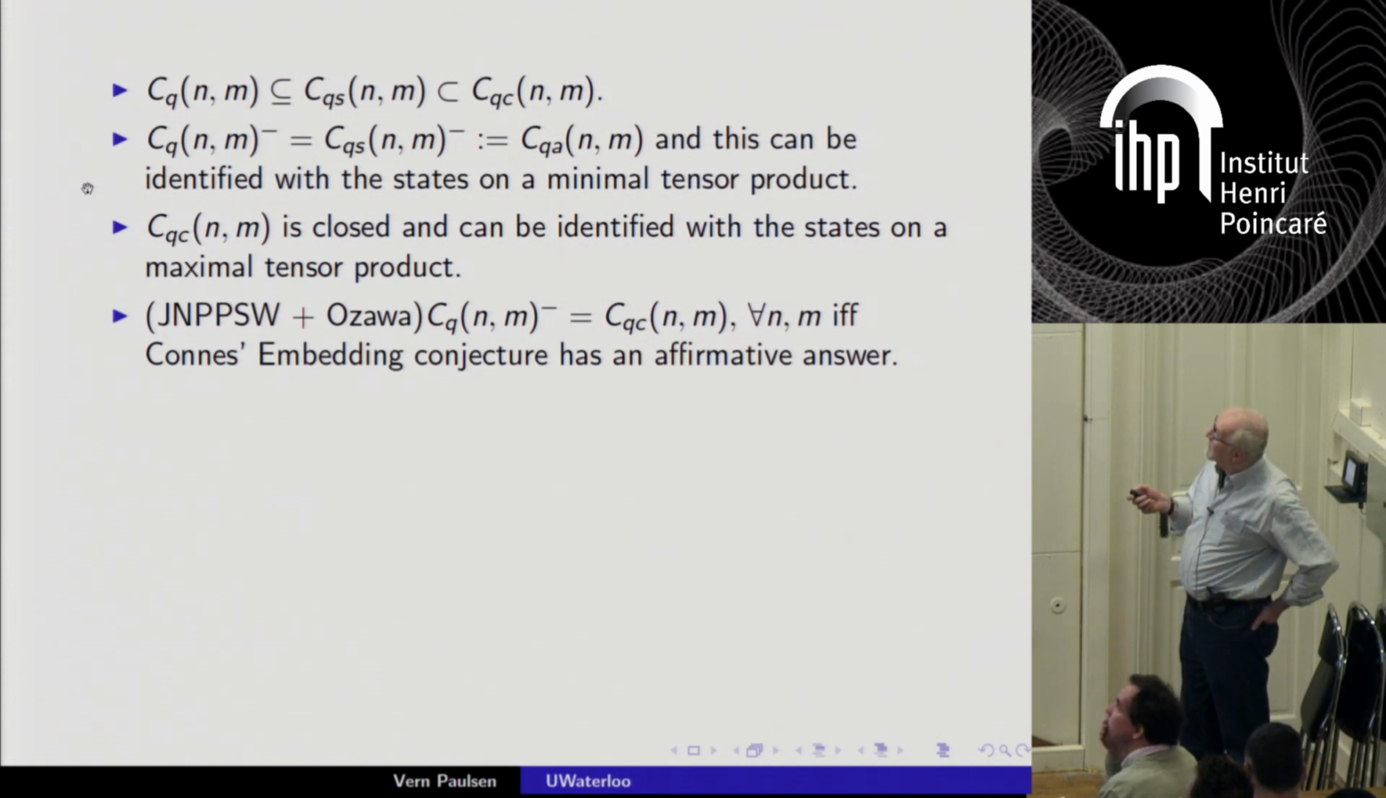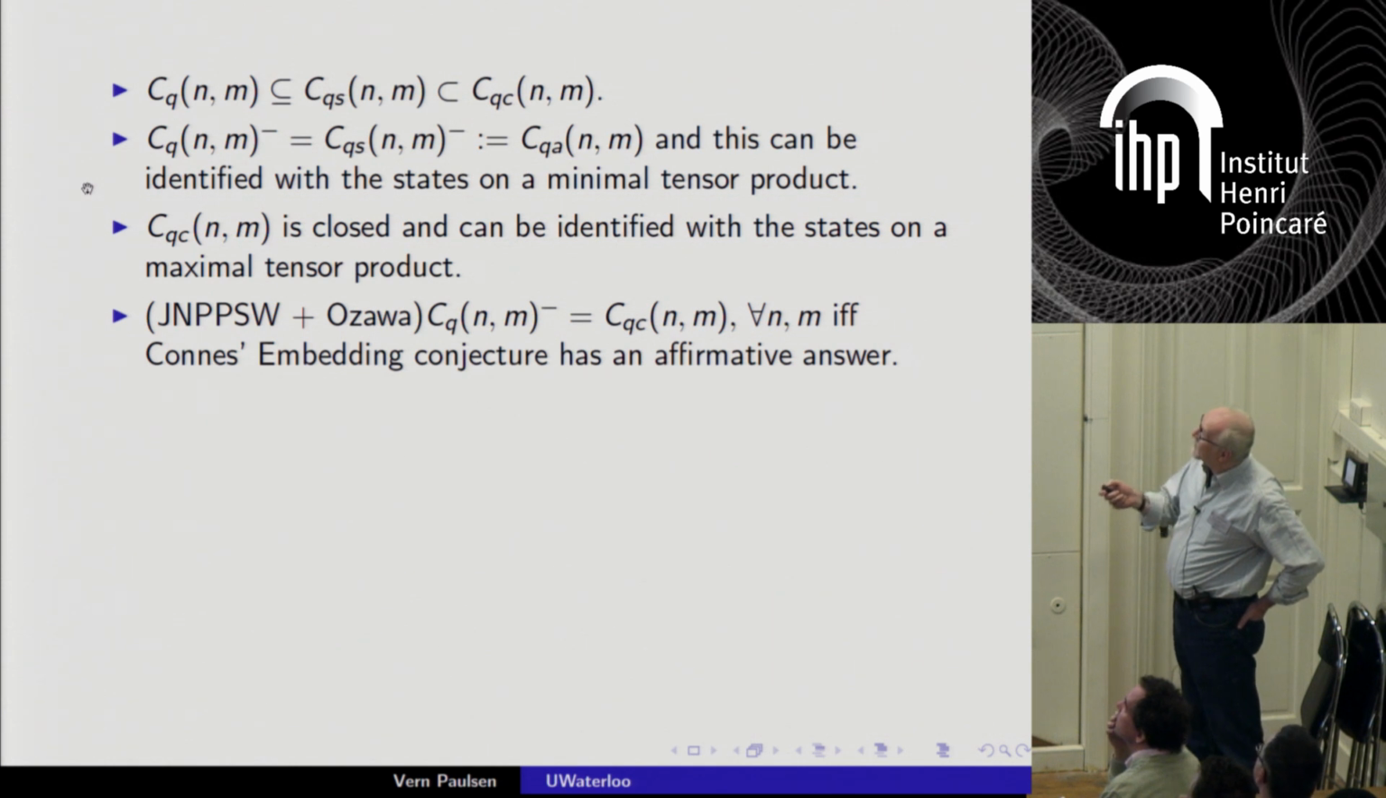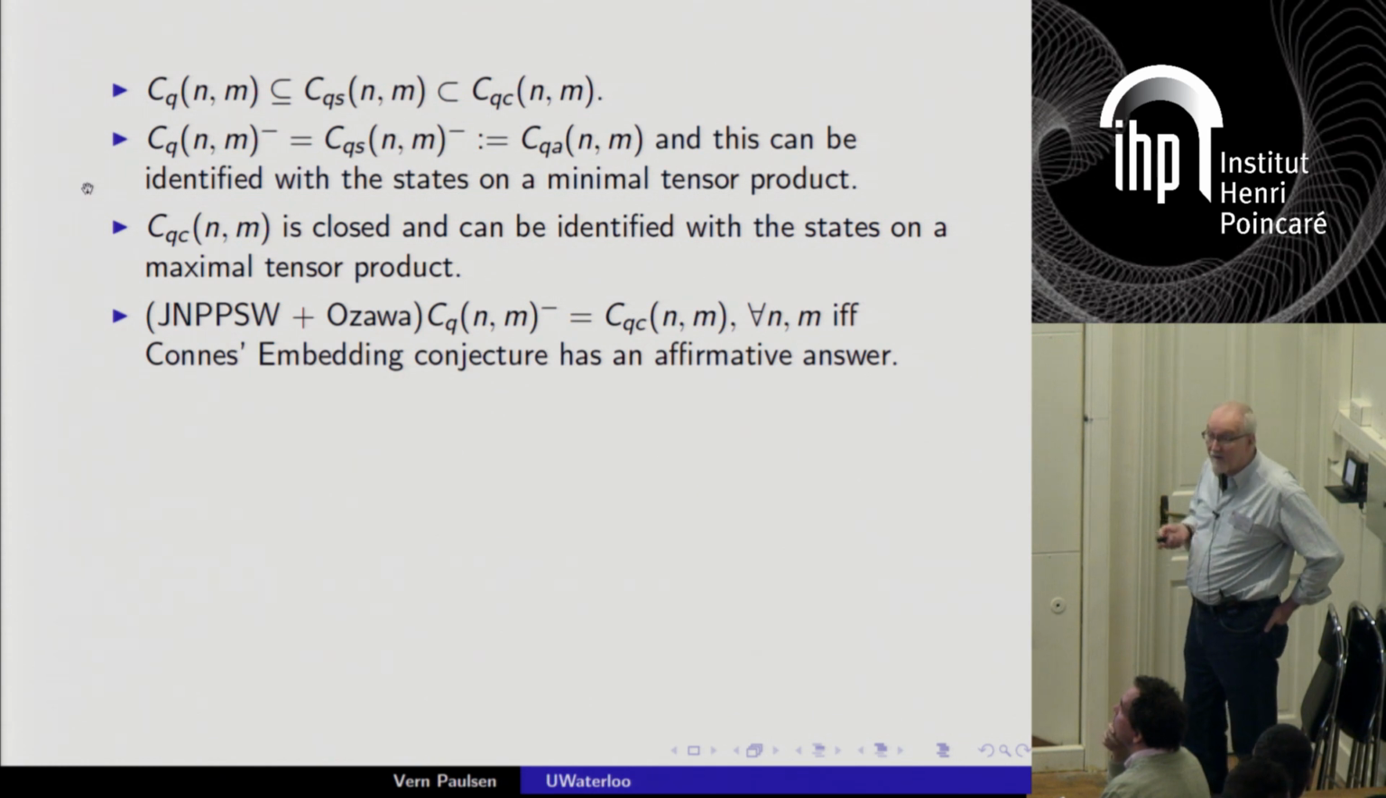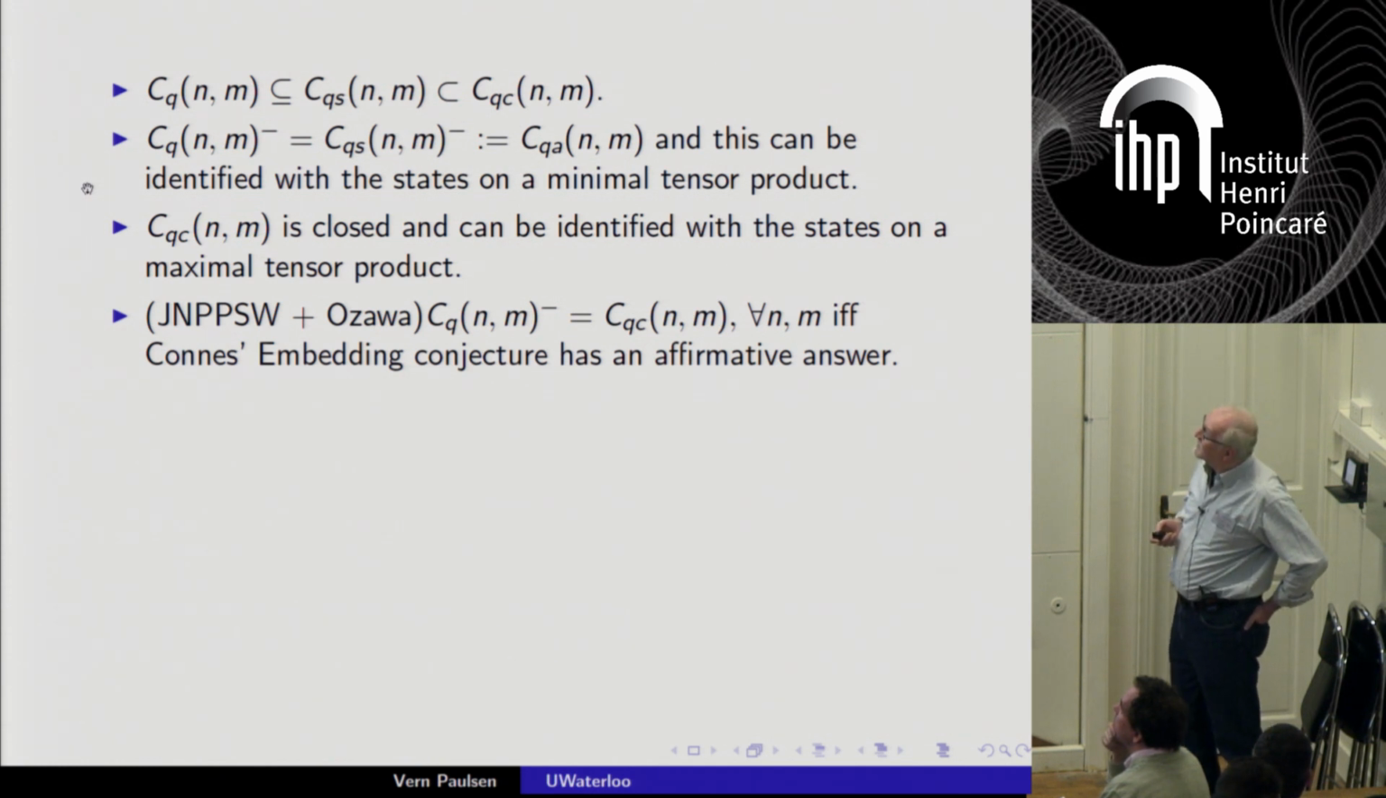And then Ozawa later showed that conversely, if you only wanted to look at the ground states, if you knew that for all n and m, those sets being equal implied that the Kahn embedding conjecture was true. So we have this lovely connection that Kahn embedding is the same as studying whether CQA and CQC are the same set for all n and m. And this certainly is a nice, lovely way to look at this.